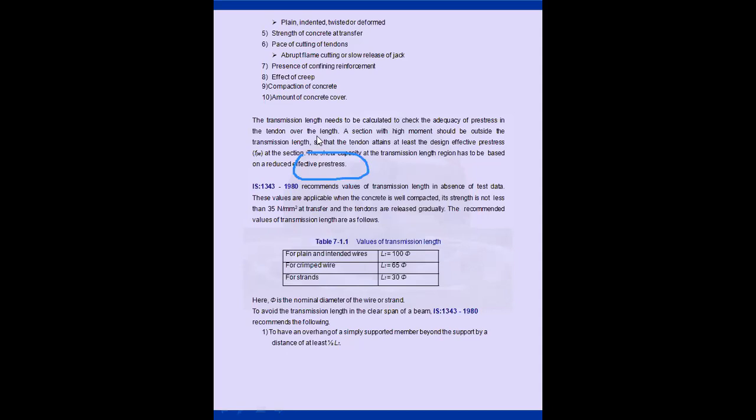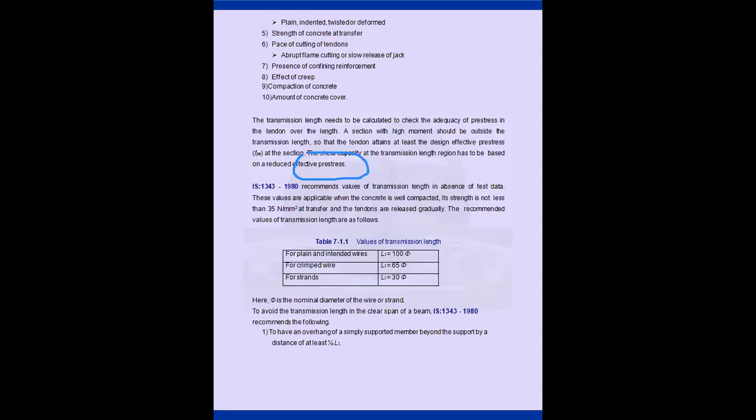So let's see the transmission length, which needs to be calculated to check what? Why do we have to calculate the transmission length? You have to calculate the transmission length to check the adequacy of pre-stress in the tendon over the length. So until how much length of strand is required to transfer the force into the concrete. Here I will show you some examples. What is the transmission length of a member required based on the diameter of the rod.